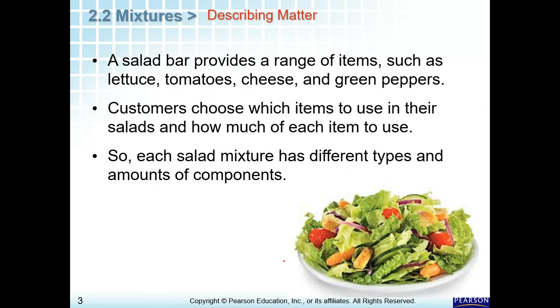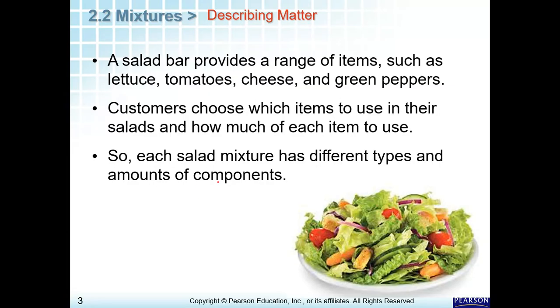So as a little introduction, it starts off with showing us a picture of a salad. A salad bar provides a wide range of items such as lettuce, tomatoes, cheese, green peppers, croutons, cucumbers, you name it, there's a lot that can be put on a salad bar. And customers are going to go up to that salad bar and choose which items they want to put on their salad, but also how much of each item.